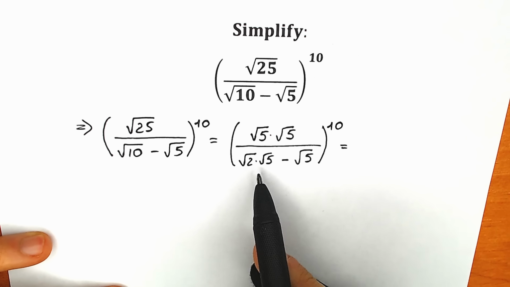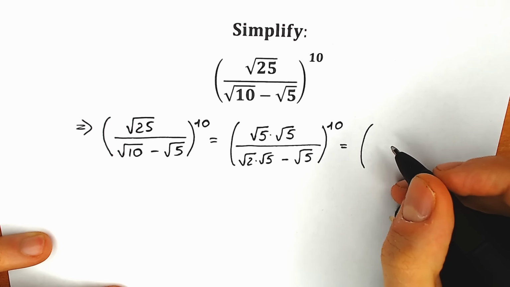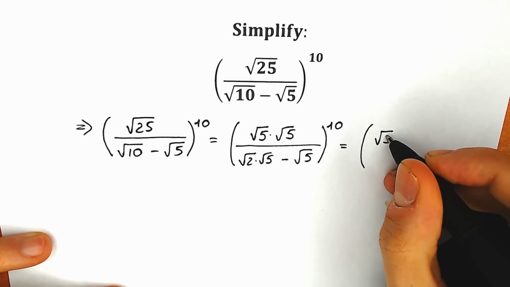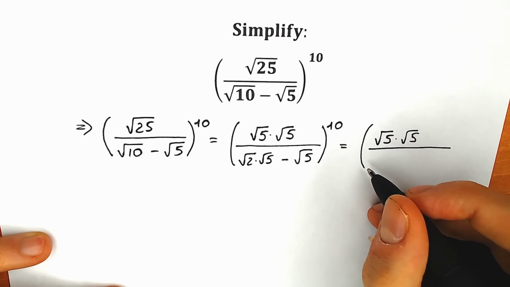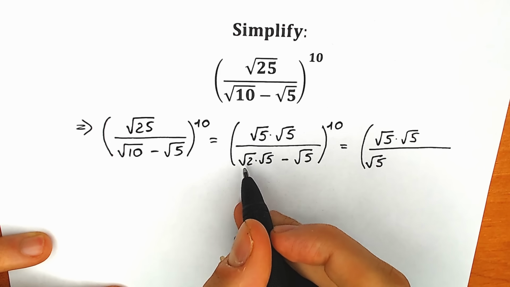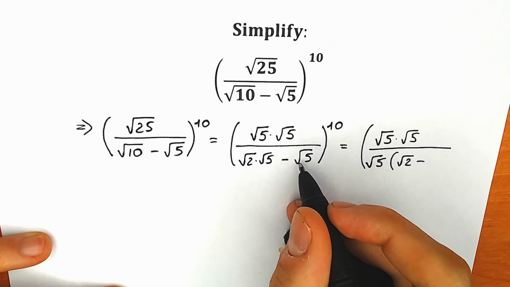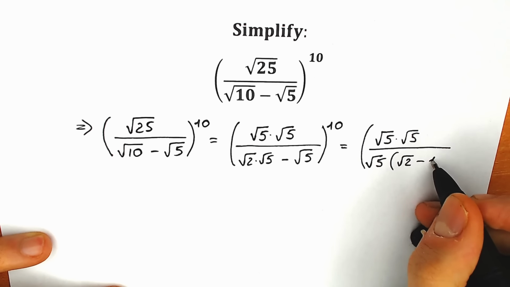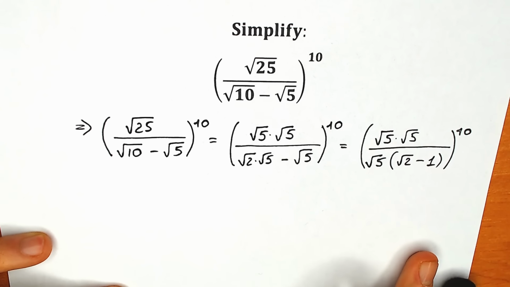Okay, right now in our denominator, let's factor out this square root of 5. So we have the same numerator, square root of 5 times square root of 5, and we divide it by square root of 5, so we factor it, and in parentheses we have square root of 2 minus square root of 5. When we factor it out, we have only 1, so minus 1, and raised to the power 10.